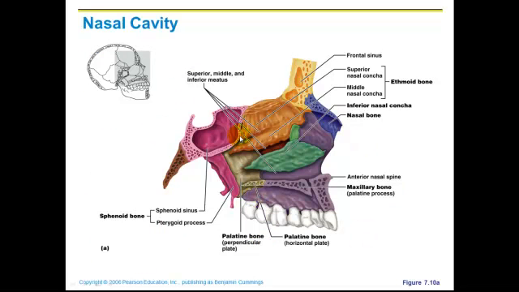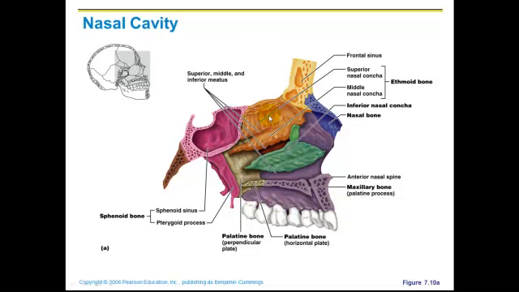If we take a look at the nasal cavity, here we very clearly see the maxillary bone. We now for the first time have a very good view of the palatine bone, how the palatine bone forms the wall here. You can note that the sphenoid bone and the pterygoid process, how they interact. This is showing you the side wall of the cavity.